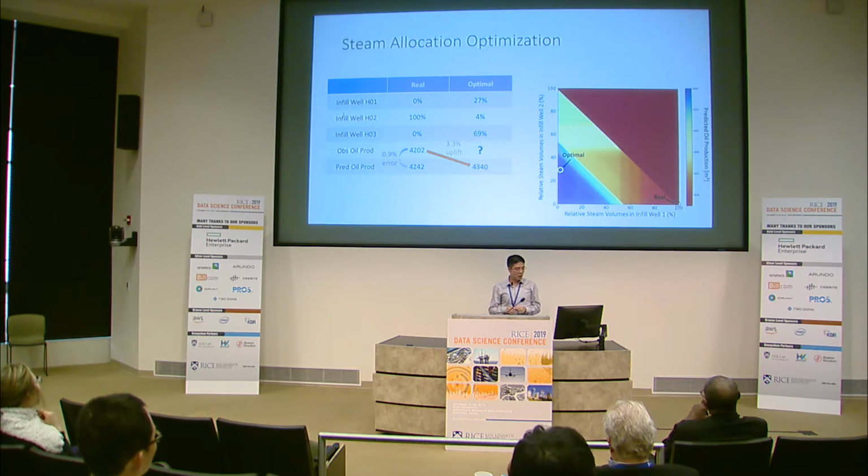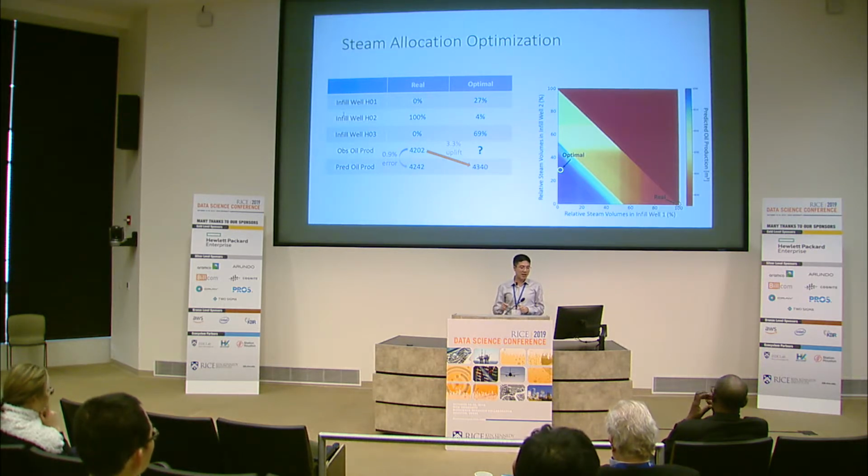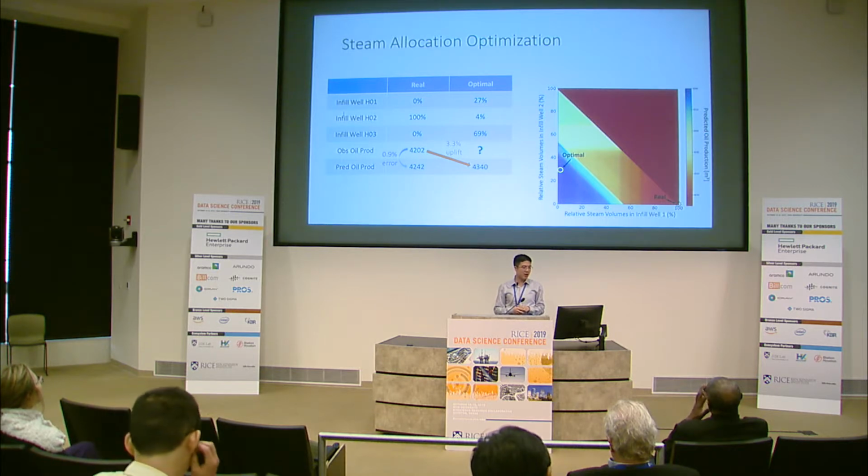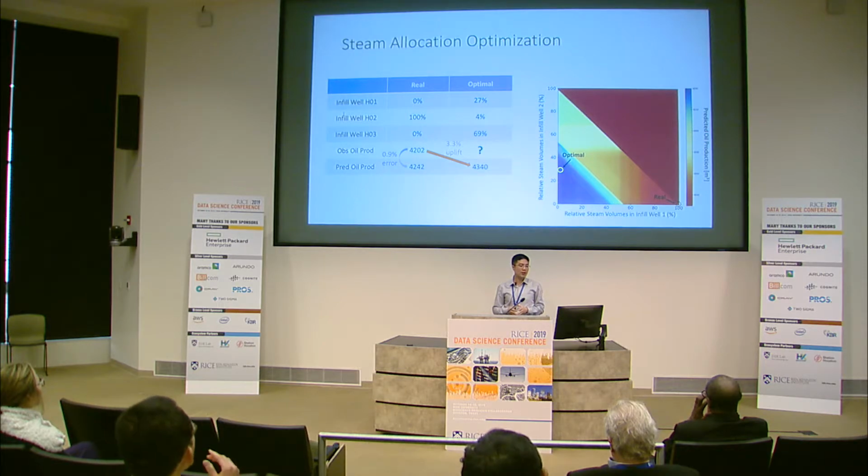When we go through all the possible scenarios, we find the maximum peak, which is inside the solid yellow circle. This is the optimal scenario. It corresponds to the right column here, which means 27% goes to in-field well 1, and the others mostly go to in-field well 3. Based on this optimal scenario, the predicted oil production is about 4,300, which is about a 3.3% uplift compared to the real oil production.